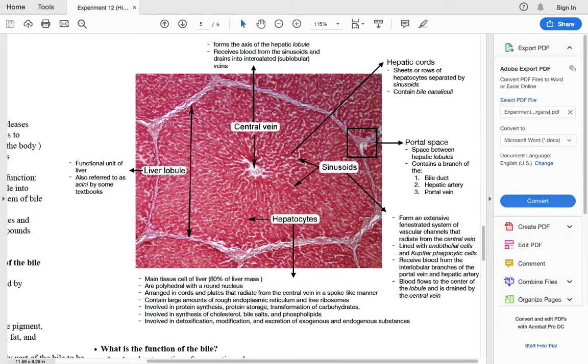In between the lobules, we have this part, which is the portal space. It's the space between the hepatic lobules. It contains a branch each of the bile duct, the hepatic artery, and the portal vein. The hepatic artery and the portal vein are important because they transfer blood to the sinusoids.